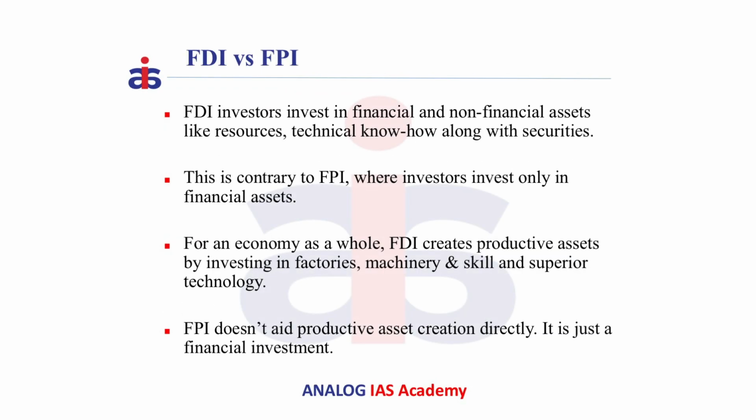FDI investors invest in both financial and non-financial assets, whereas FPI invests only in financial assets. For an economy as a whole, FDI creates productive assets like machinery, skill and superior technology, and investment in factories, whereas FPI does not aid any productive asset creation directly. It is just a financial investment.